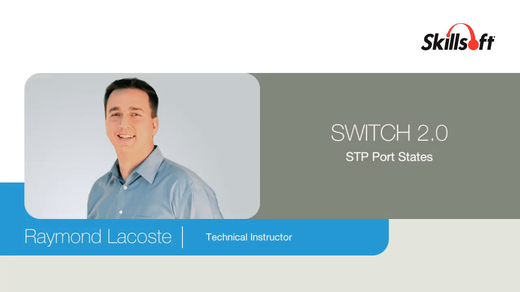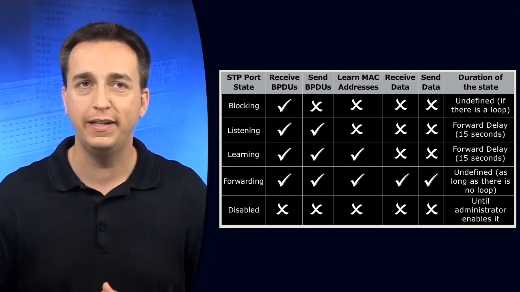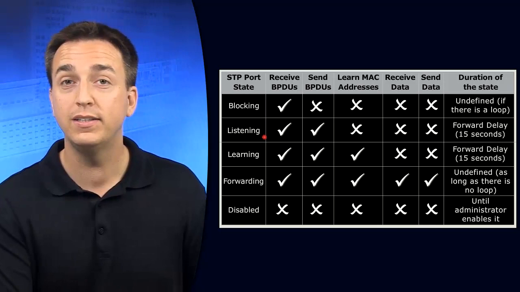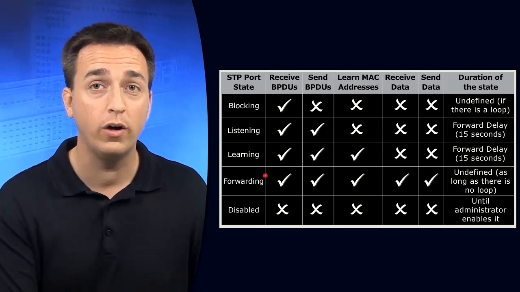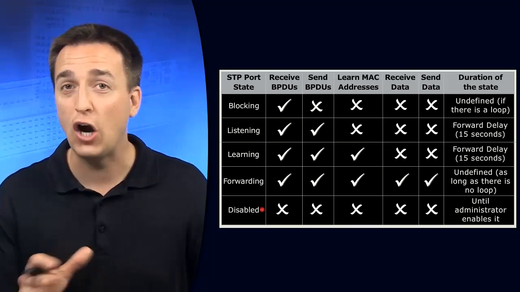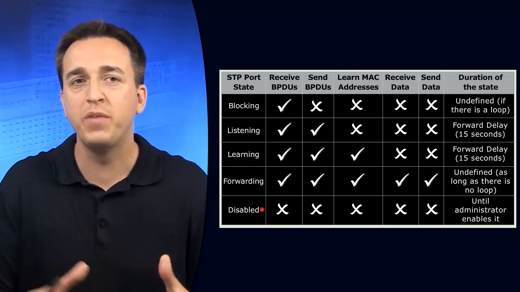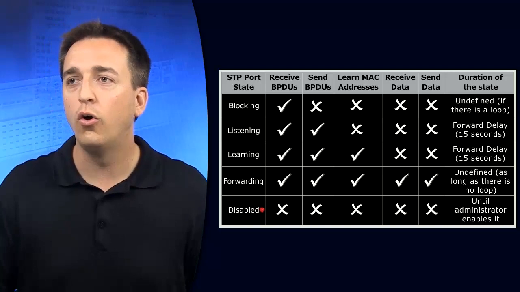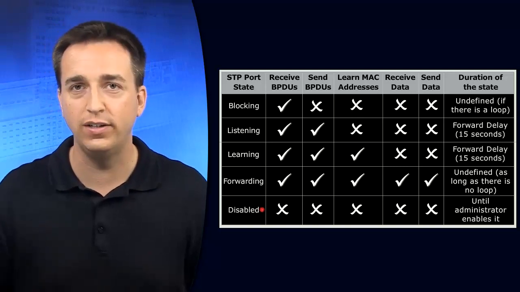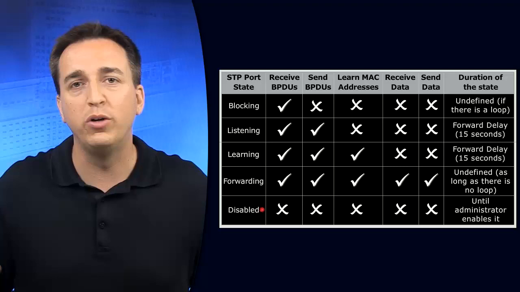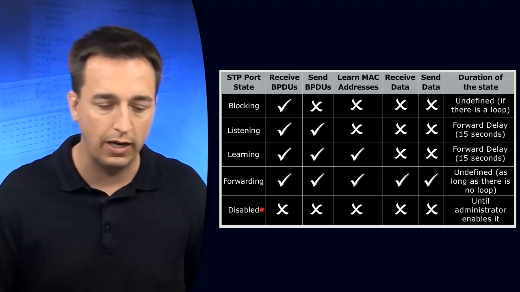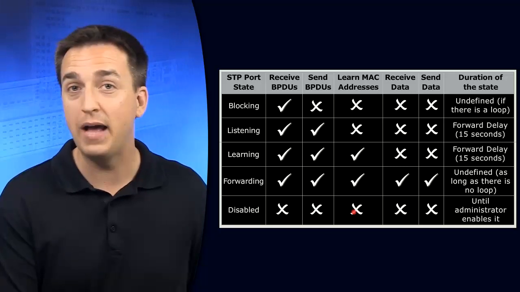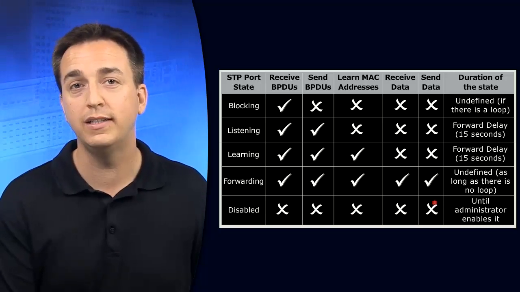There are different states our ports can be in when participating in the spanning tree process. They can be in the blocking state, the listening state, the learning state, the forwarding state, as well as the discarded state. Now, the discarded state occurs when the interface is administratively down or there is no link connected to the interface. As a result, it's disabled. It's not participating in the spanning tree process. Therefore, there's no need to send BPDUs, receive BPDUs, learn MAC addresses, or even send or receive any data at all.